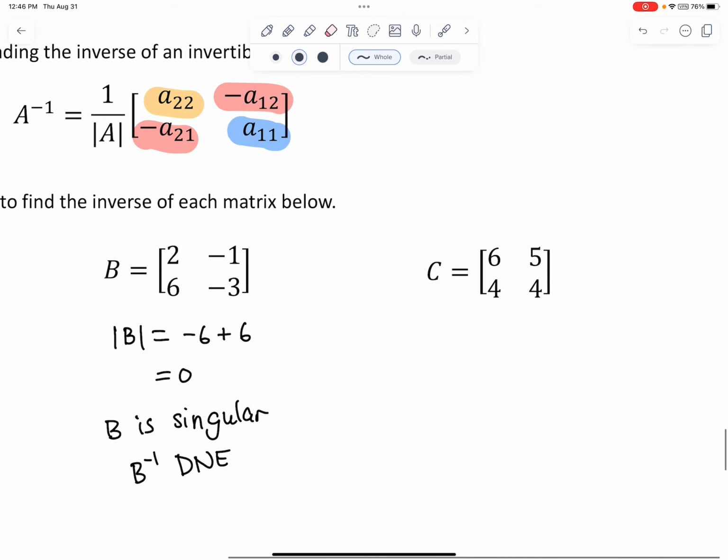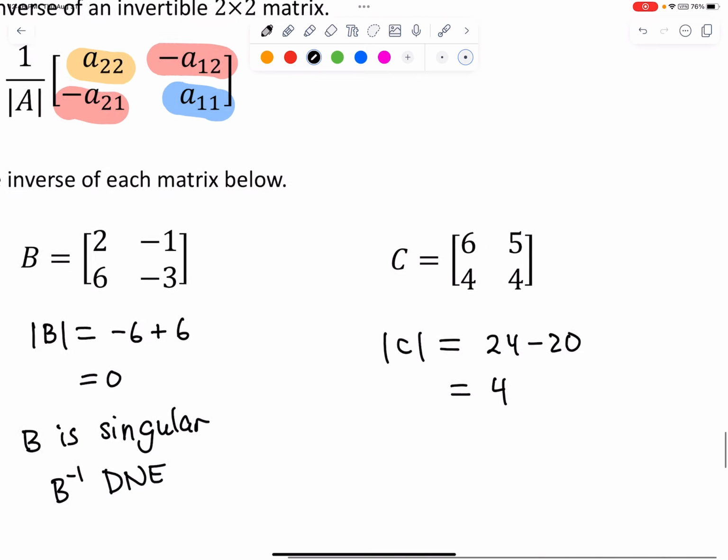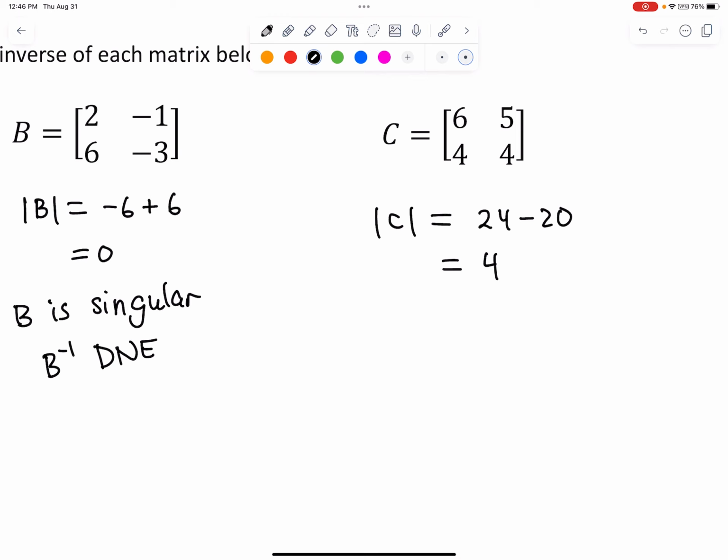And now let's look at matrix C. The determinant of matrix C is equal to 6 times 4 is 24, and then minus 4 times 5 is 20, so 24 minus 20, and we get 4. This is a non-zero number, so that means the inverse does exist. And C inverse will be found by doing 1 over this determinant we just calculated, so 1 over 4 times, and then we'll rewrite our matrix here. The 6 and the 4 on the main diagonal will switch places, so 4 then 6, and the other two entries will change sign, so -5 and -4.